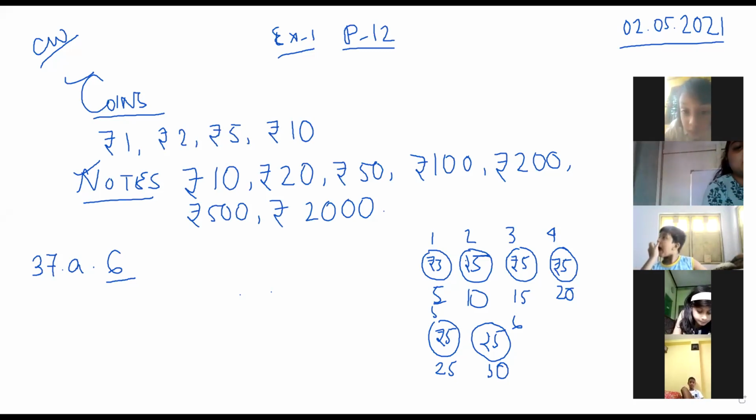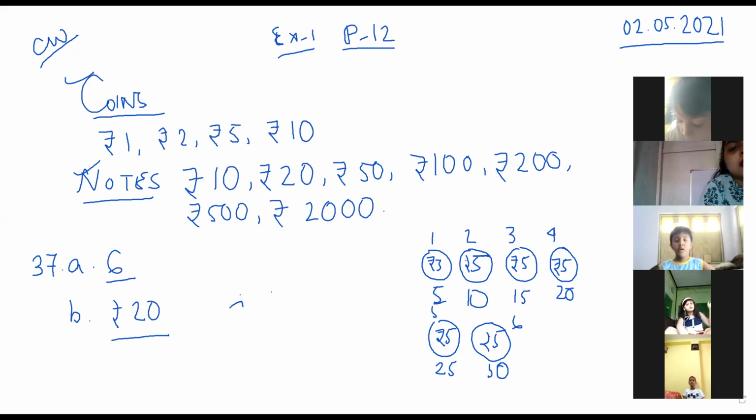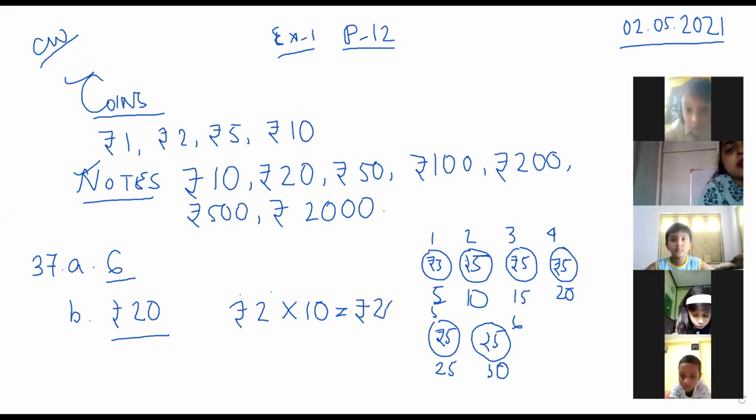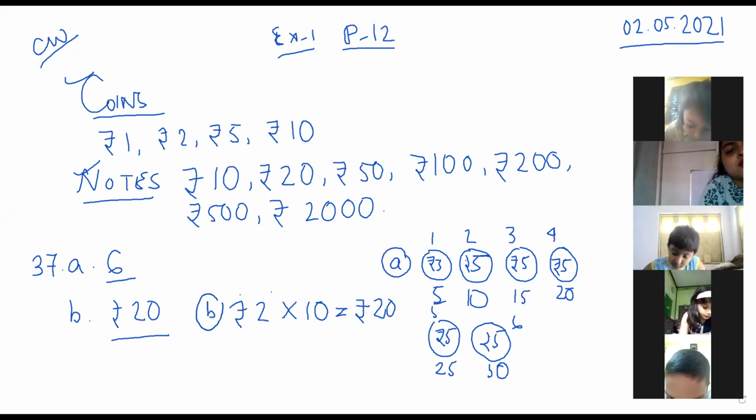Next sum is sum B. I hope everyone has done sum 37. 10 two rupee coins make how much? So how much will it make? Rupees 20. How? You can draw like this, or you can count very easily: rupees 2, and how many coins are they talking about? 10. So here it becomes rupees 20. This is A sum's explanation. This is B sum's explanation. Okay, everyone write it very fast. Again, we will go to C. Question number C.